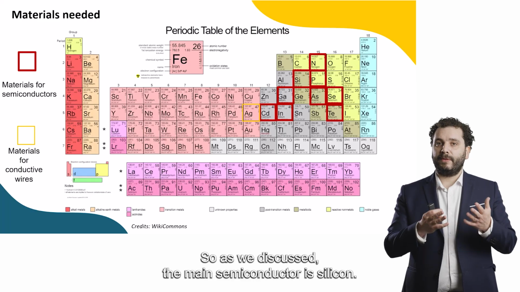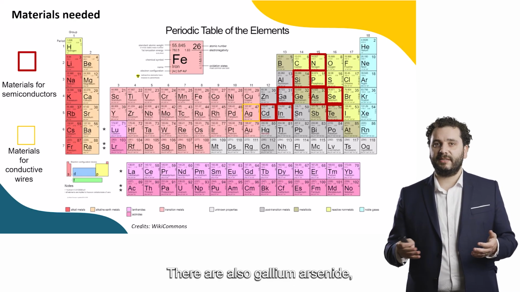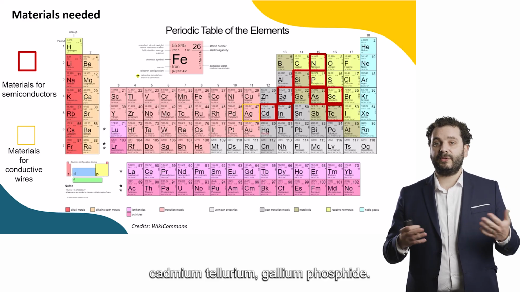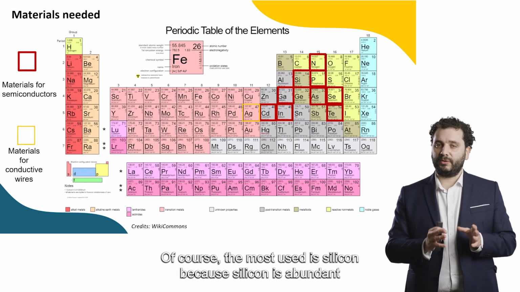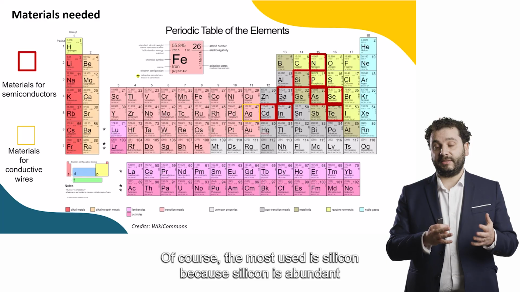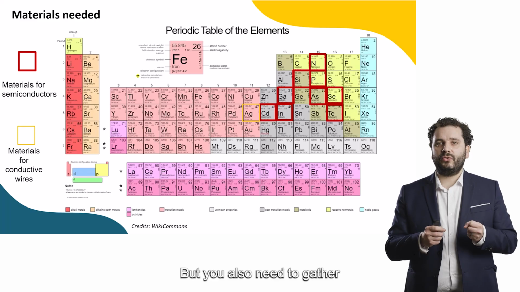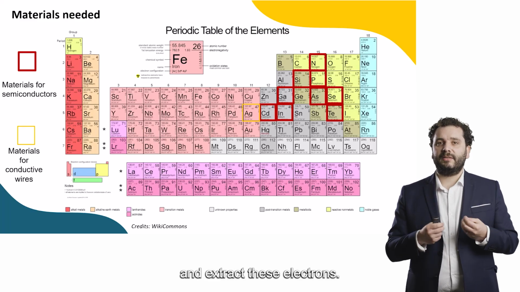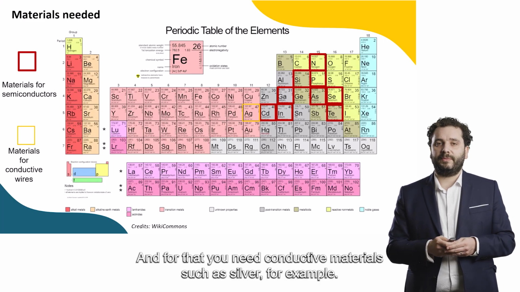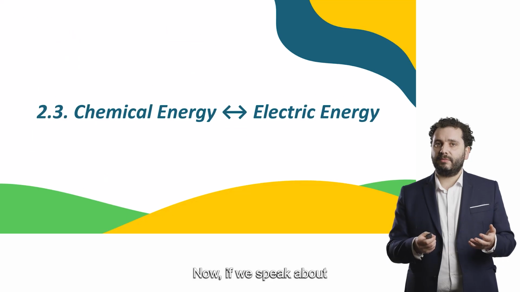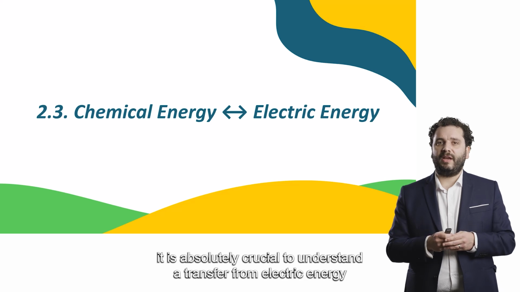As we discussed, the main semiconductor is silicon, but there are many other ones. There is also gallium arsenide, cadmium telluride, gallium phosphide. So you have different materials possible for solar cells. Of course, the most used is silicon, because silicon is abundant and relatively cheap compared to the other materials. But you also need to gather and extract these electrons, and for that you need conductive materials such as silver, for example.